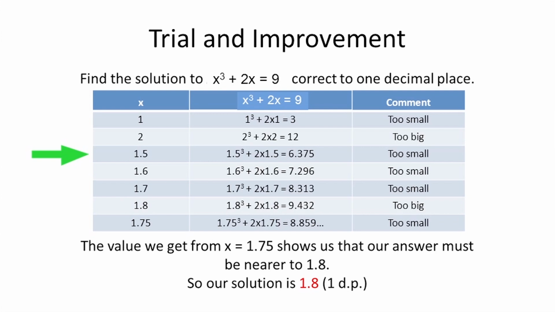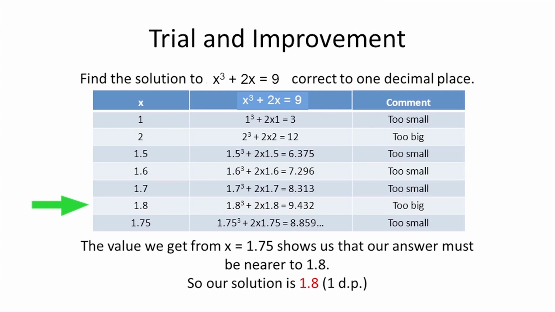So we now know it's nothing less than 1.5. We need to move up from there. So the next number we'll try is 1.6. And you can see it gives us an answer of 7.296. Still too small, but we're getting nearer. Trying 1.7 gives us an answer of 8.313, which is too small. 1.8 gives us an answer of 9.432 though, which is too big.